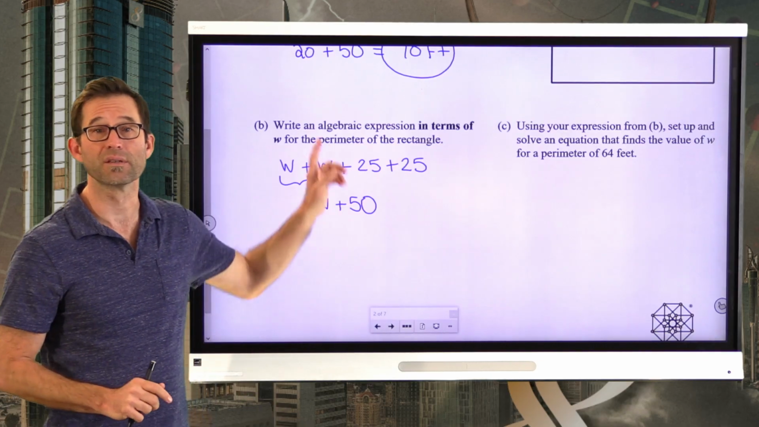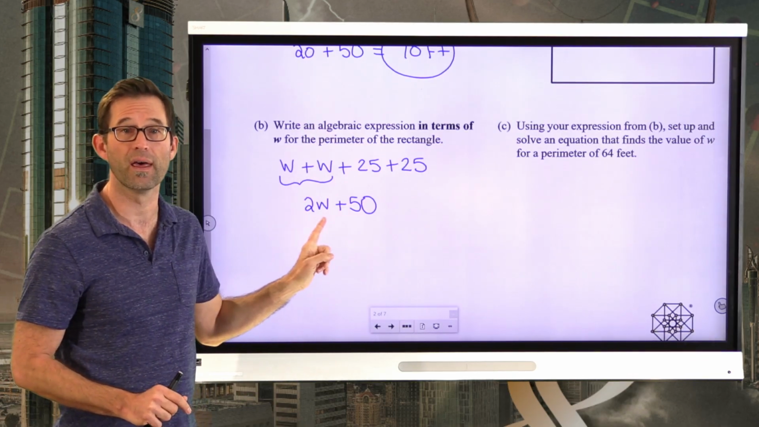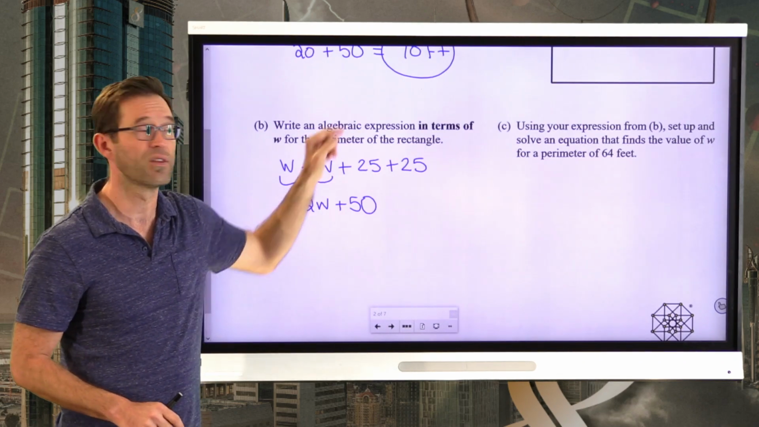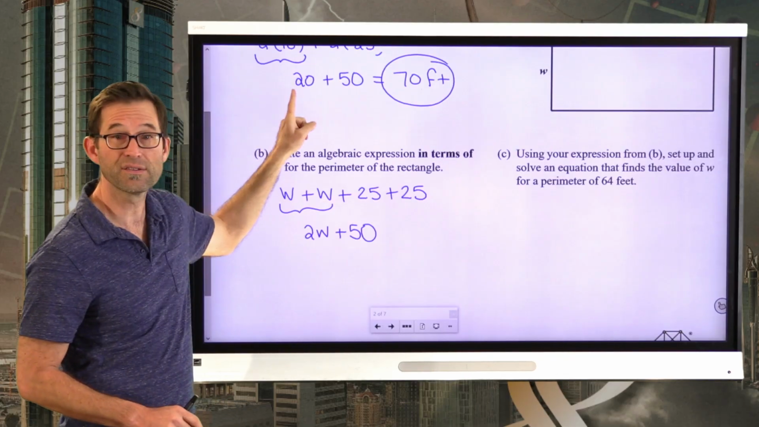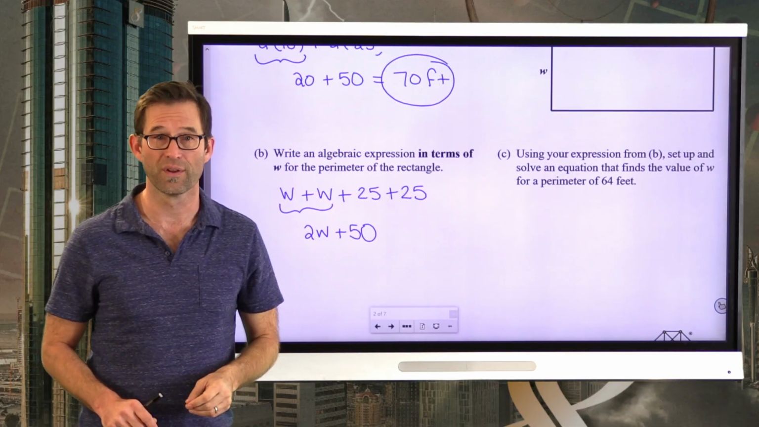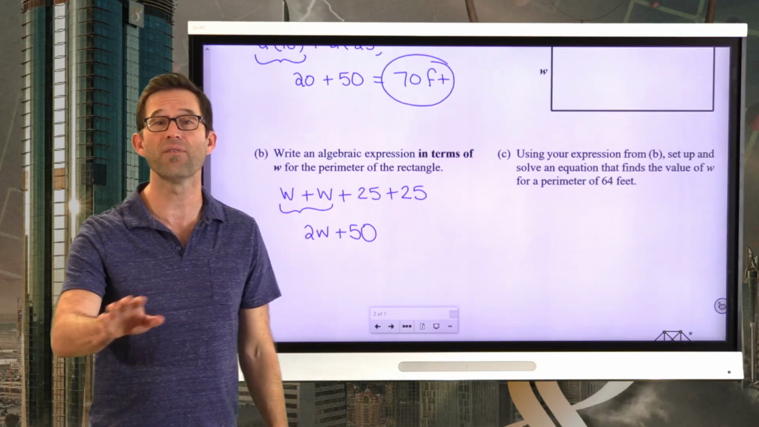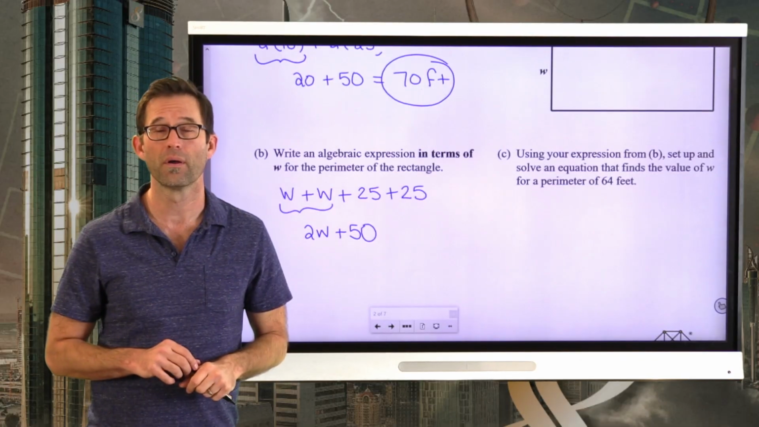And keep in mind, this is exactly what we did up here. When we knew that w was equal to 10, we took that 10, multiplied it by 2, got 20, and added the 20 to the 50. We can scroll up there. That is 2w plus 50 when w was equal to 10. Here, we've got an expression so that I could give you any value of w, you could put it into this expression, and calculate the perimeter.